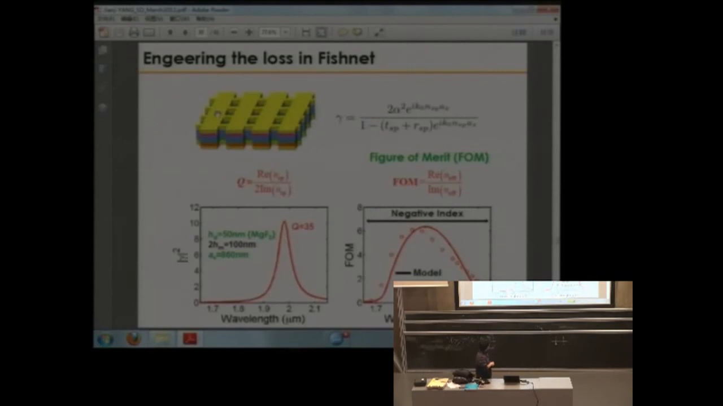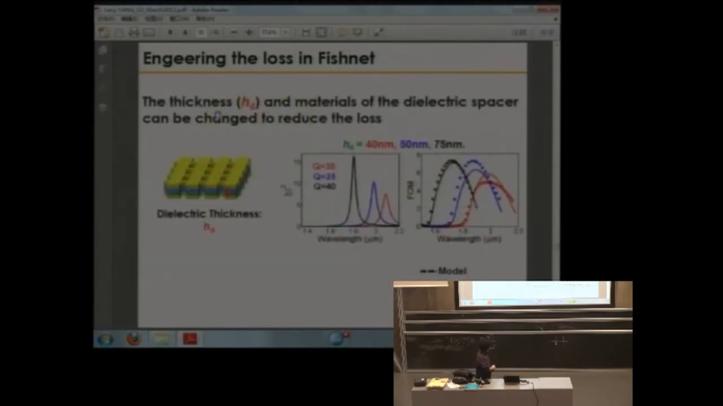So in order to improve the Q, we have to change the propagation constant of the gap plasmon. We can change either the thickness of the dielectric spacer, or we change the material. Here I show the example for fishnet with three different thicknesses of the dielectric spacer. When we increase the dielectric spacer from 40 nanometers to 75 nanometers, the quality factor increases from 30 to 40. At the same time, the peak value of the figure of merit only increases from 6 to about 7. We cannot improve the Q or the figure of merit significantly by changing the material either.